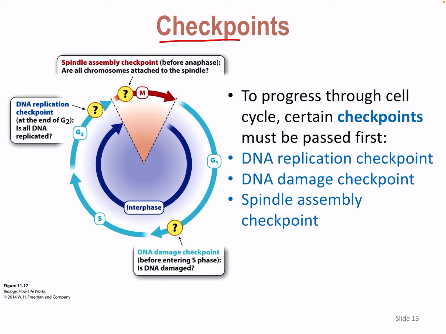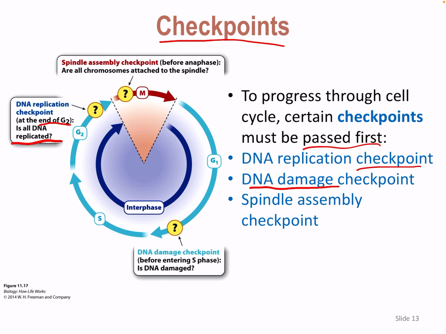Within this, we also have checkpoints. These are points where there's no going back, essentially, or processes are halted. To progress through the cell cycle, certain checkpoints must be passed first. This includes the DNA replication checkpoint, the DNA damage checkpoint, and the spindle assembly checkpoint. The DNA replication checkpoint, at the end of the G2 phase, essentially checks if all the DNA is replicated. If something's missing or not properly replicated, the cycle is halted.